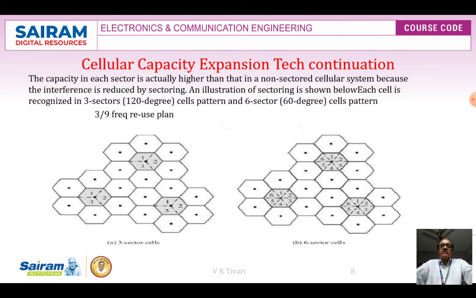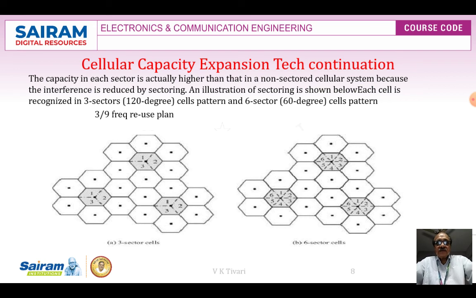Cell capacity expansion technique continuation: you see that the cell initially has a 3 by 9 frequency reuse plan. You can see there are 3, 1, 2, 3 initially, and each part of the sub cell is changed to 3. So it becomes 1, 2, 3. Here you see 1, 2, 3, 4, 5, 6. That is 6 sector cells. This is 3 sector cells. So 3 sector cells are 120 degrees apart, whereas 6 sector cells have a 60 degree pattern.